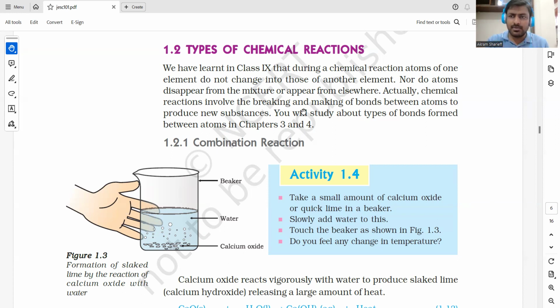What is a chemical reaction? Make the bond, break the bond. This is the chemical reaction. Then we have types: combination reaction, displacement reactions, double displacement reactions, all that go here. So coming to the first type, that is a combination reaction, a very simple one in fact.